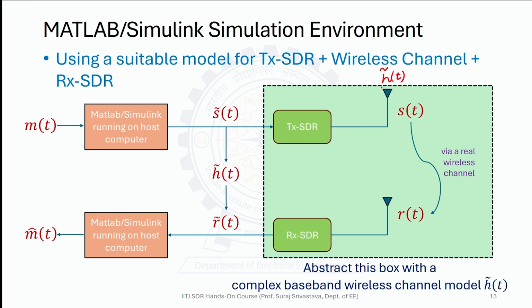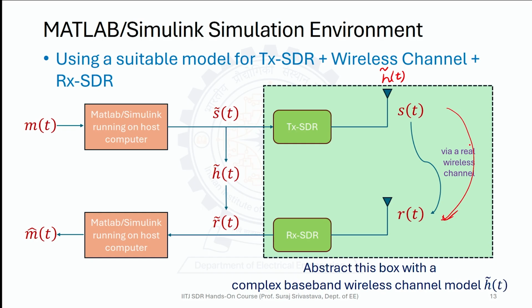So after all, this R tilde t will be a distorted and noisy version of S tilde t. Very similar to what I mentioned, that the passband signal RT will be a distorted and noisy version of ST. And if we can model the behavior of TX SDR, wireless channel and RX SDR using a complex equivalent baseband channel H tilde t, then you can directly get R tilde t from S tilde t.